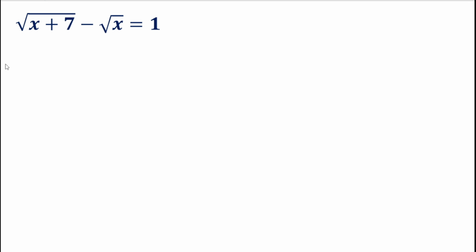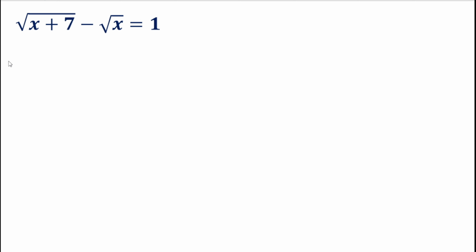Hey everyone, here is given us square root of x plus 7 minus square root of x equals 1. We have to find out the value of x, right? So what can we do?